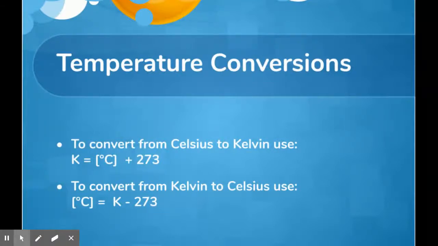To convert between degrees Celsius and Kelvin is pretty simple, but you will have to remember how to do it. I will not give you these equations or the number. So to convert from Celsius to Kelvin, we want to use Kelvin equals degrees Celsius plus 273. To convert from Kelvin to Celsius, you use degrees Celsius equals Kelvin minus 273.